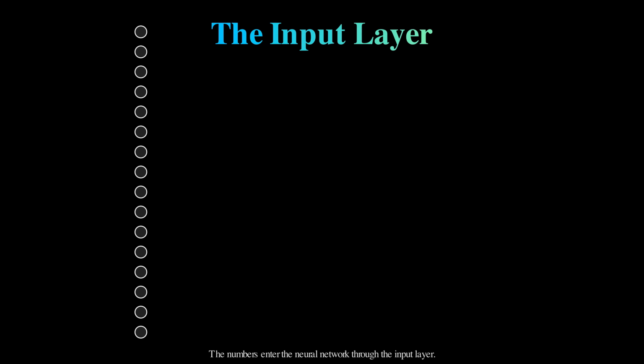The numbers enter the neural network through the input layer. Each neuron receives one numerical input. At this stage, the network still does not understand the image.